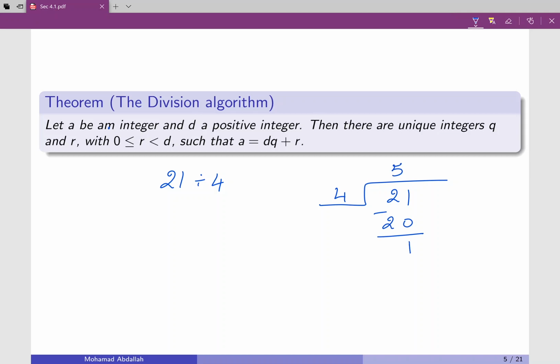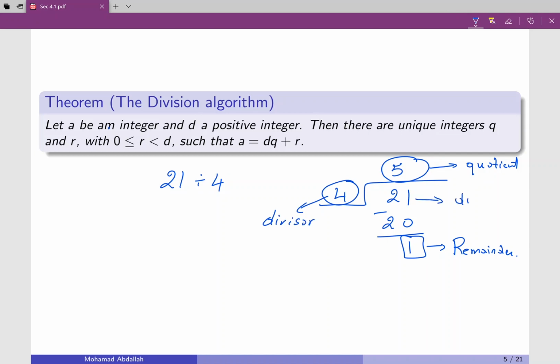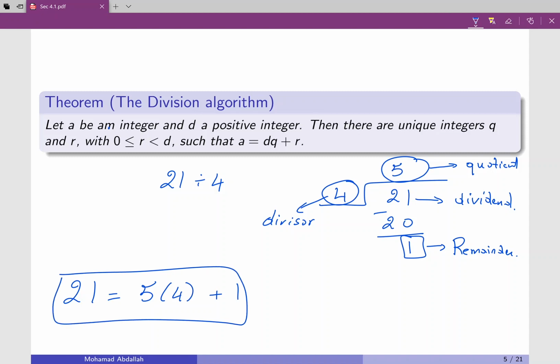Okay, now that means what? That means as a result, this is my quotient, and the one that I got here is called the remainder. Now 4 is called the divisor because I'm trying to divide by 4. 21 is called the dividend. And notice how we write our answer. We say that 21, which is the dividend, is the quotient times the divisor, so 5 multiplied by 4, plus what remains, plus the remainder.